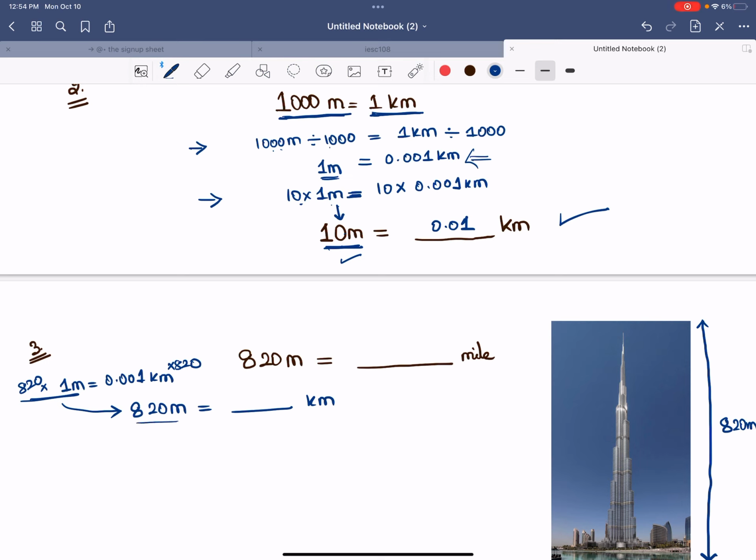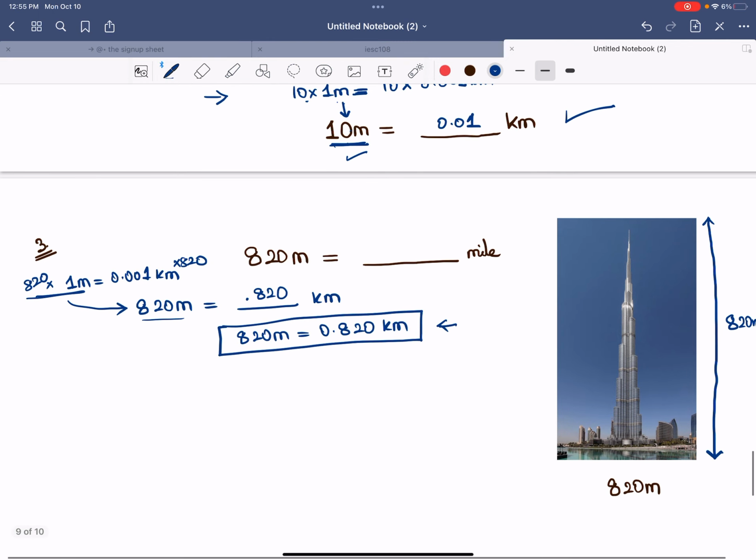So if I multiply 820 with 0.001, I should get 0.820 kilometer. You can use your calculator to check that. Perfect. Now we know that 820 meters is nothing but 0.820 kilometer. That's the first achievement we have for this question. The second thing I need, but I need the answer in miles, not in kilometers.